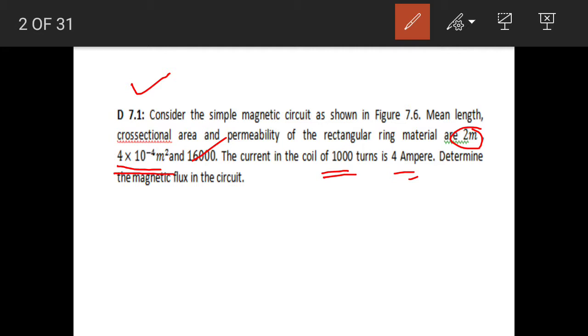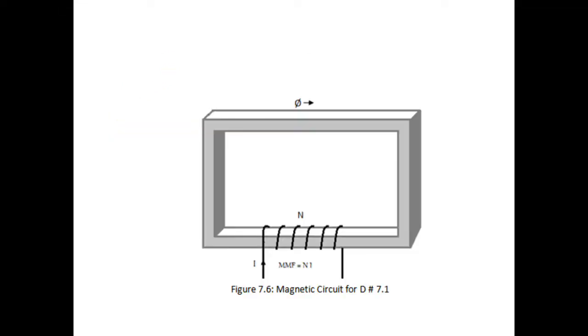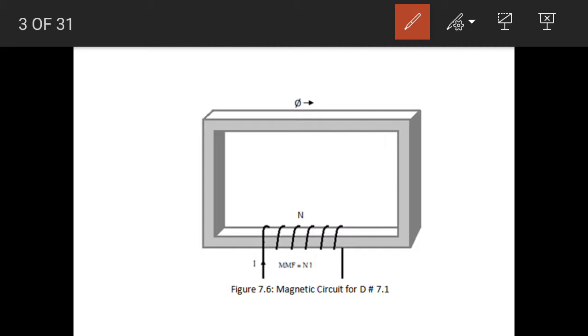So you see the data is given in this numerical example. We are going to consider figure number 7.6, and we need to calculate the magnetic flux in this figure. So here is the rectangular ring. You see we have got a rectangular ring over here, and this is a coil of 1000 turns, and this coil carries a current of 4 ampere.